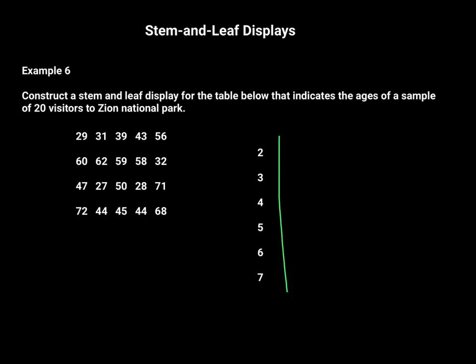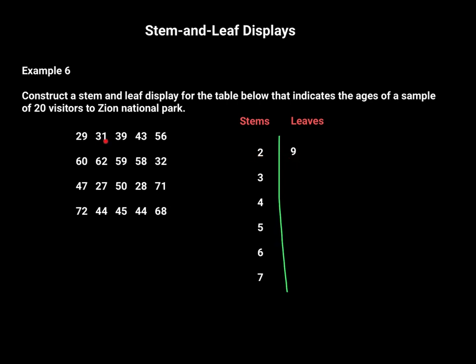I have my stem here. Okay, so this 2 represents 20s, the 30s, 40s, 50s, 60s, 70s. Okay, so this on the left is my stem. All right, now I will go through the list. I have a 29-year-old. Okay, so the 9 is the leaf that corresponds to 2. All right, so I'm going to put a 9 right here. That leaf there corresponds to the 2. Okay, so this represents 29.